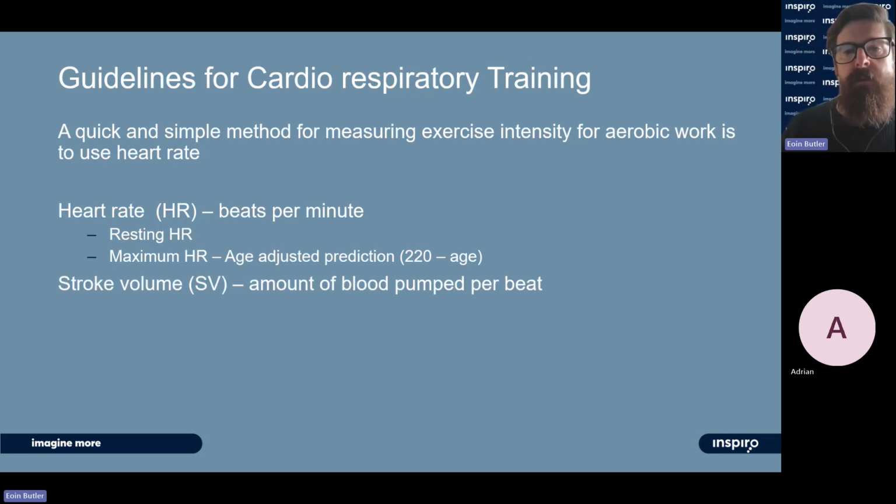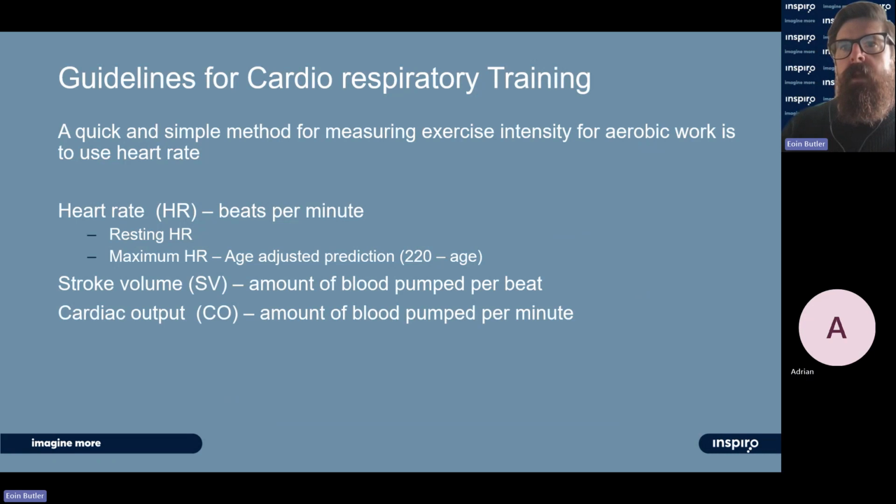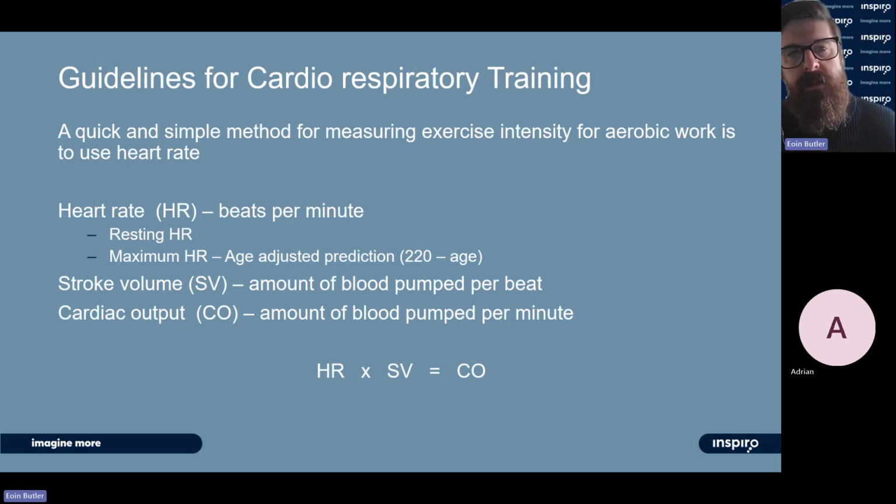Stroke volume is the amount of blood pumped per beat, and cardiac output is the amount of blood pumped per minute. To calculate cardiac output, we can simply multiply our resting heart rate times stroke volume and that will give us cardiac output. So the amount of beats per minute times the amount of blood pumped per beat will give us the amount of blood pumped per minute.